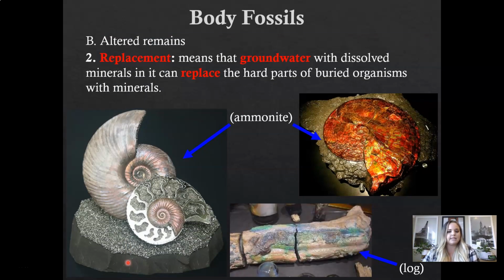Another one is replacement. So this occurs when groundwater that has dissolved minerals completely replaces the organism's hard parts when they are buried. So here you see an ammonite that's been replaced with pyrite. You're pretty familiar with that mineral. And some more ammonites that are replaced with other things. It just depends on what is present in the natural surroundings of where the animal or organism was buried.